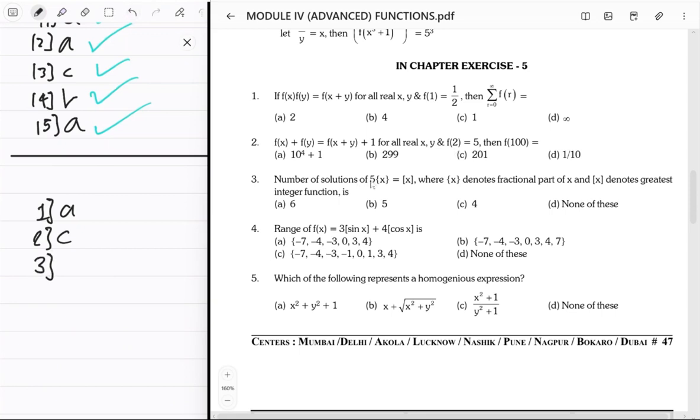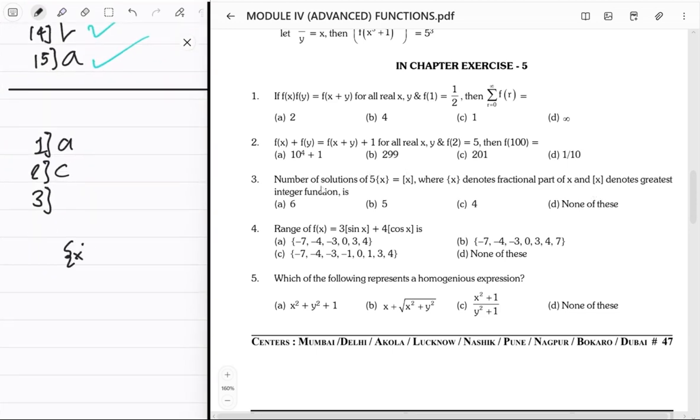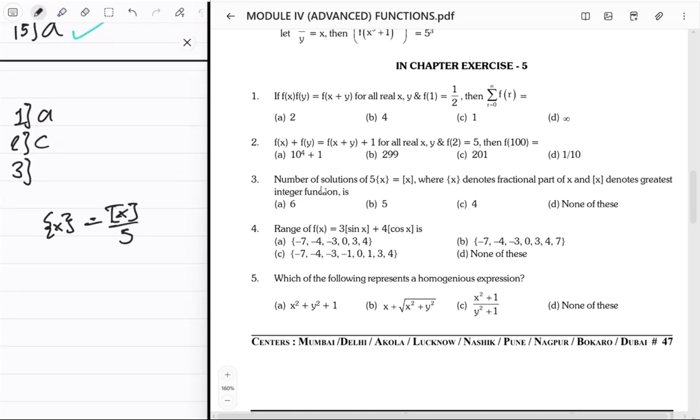Number of solutions of 5 times the fractional part of x is equal to the integer part of x. So basically, the fractional part of x is just equal to the integer part of x upon 5. Now the integer part of x can be 0, 1, 2, 3, you get the idea, right? This must be positive first of all. So the integer part has to be positive or equal to 0.